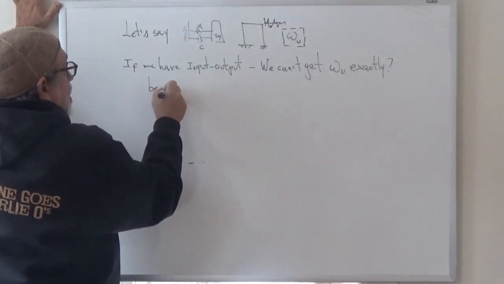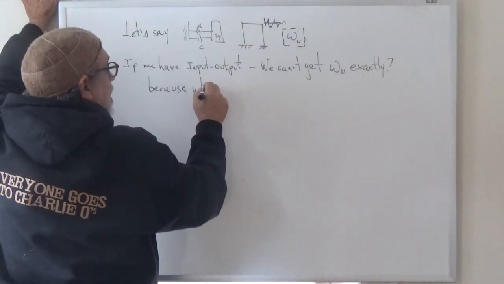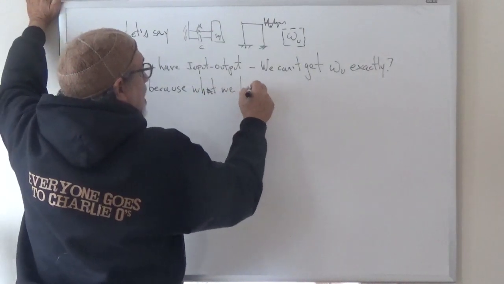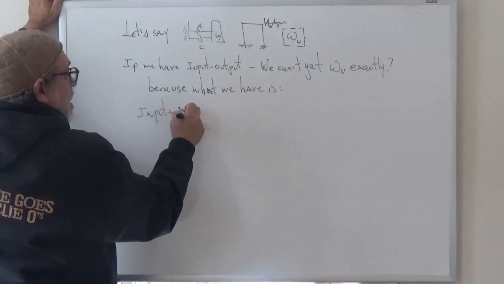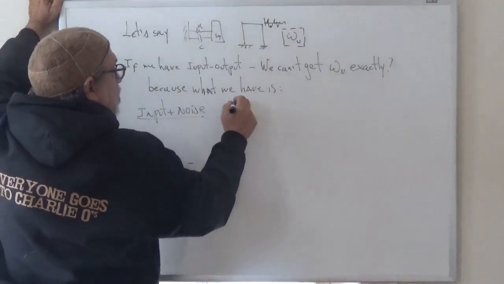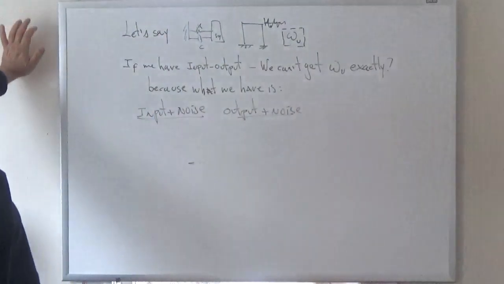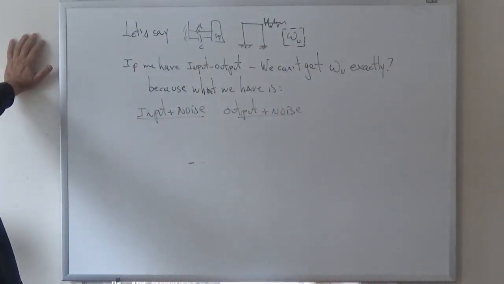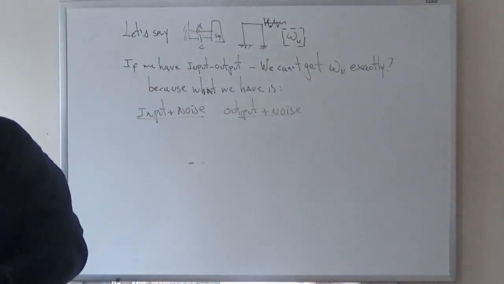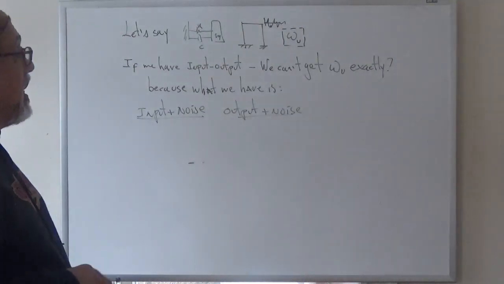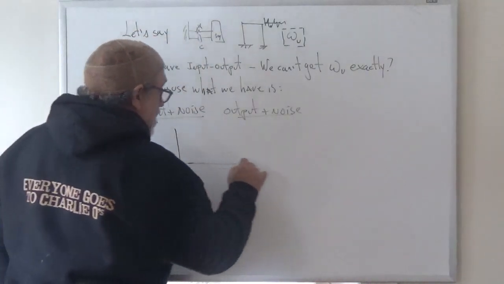Because what we have is input plus noise and output plus noise, right? So we don't really have the input and the output, we have input plus noise, output plus noise. And since the noise differs every time we do the experiment, what we calculate for omega u is a different value every time. And therefore, omega u is a random variable.